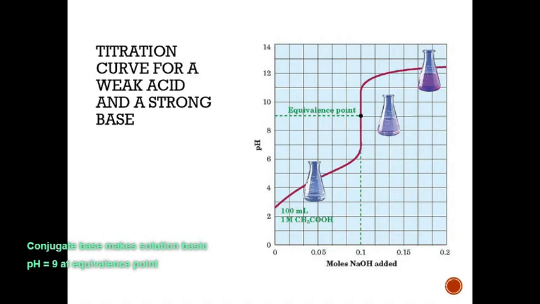of staying flat. The vertical jump at equivalence is less dramatic than strong acid, strong base, because that buffer resists pH change. After equivalence, excess strong base dominates and pH climbs steeply. This is why weak acid titrations are more interesting. Buffering creates that S-shaped curve we see here.